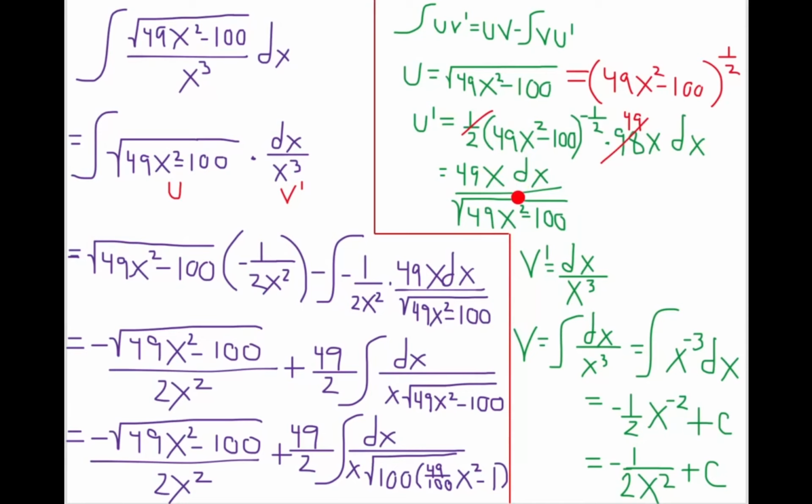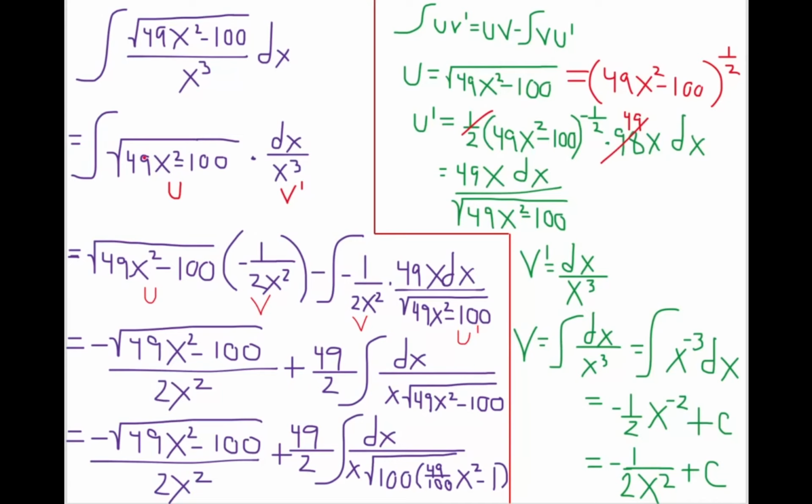Now we're going to take all this and plug it into our integration by parts formula. So what we end up with is, the formula is uv. So this was u. This is v. Okay, that's what we found when we integrated. And then minus v again, and then this is u prime here. Okay, that's what we just found.